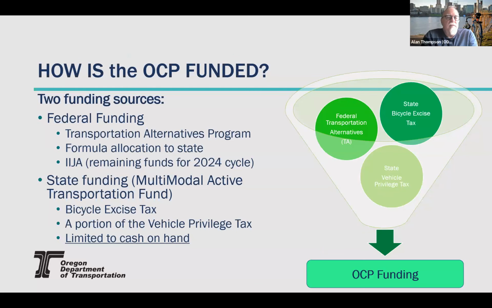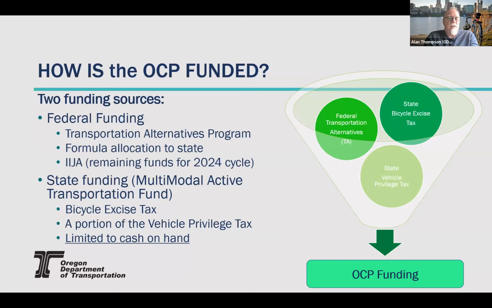So how is it funded? We have various funding sources. We have the Transportation Alternatives Program, which is a federal program that funds an awful lot of active transportation and other things throughout the nation. The requirement is that it has to be a competitive grant, so that's what we do. We receive a formula allocation to the state. Large MPOs like Portland Metro, Springfield, Eugene, and Salem also receive an allocation of that as well. And then we have some IIJA. The IIJA was the Infrastructure Investment and Jobs Act, and it gave us a huge amount of funds, but it was only for a couple of cycles. So we're using the remaining funds for this upcoming cycle.